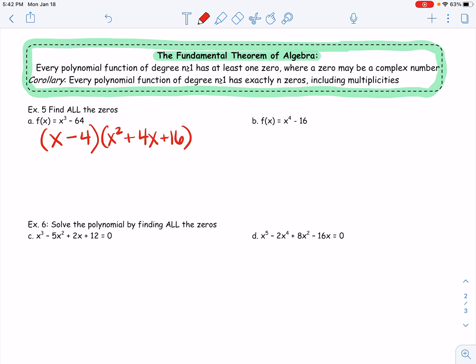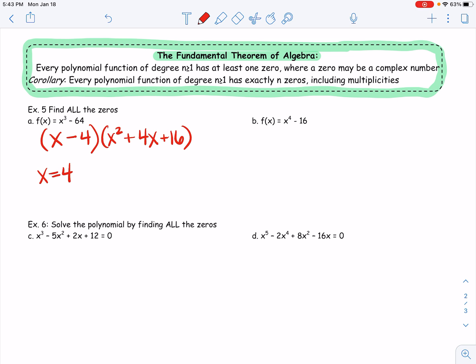Now, this is factored completely, but that's not what the directions ask for. The directions say find all the zeros. And so I know that in this first factor, I have a zero of 4. But this second factor, the trinomial, is not factorable. Can you go through your p over q method? Absolutely. And you would have plus or minus 1, 2, 4, and 8.